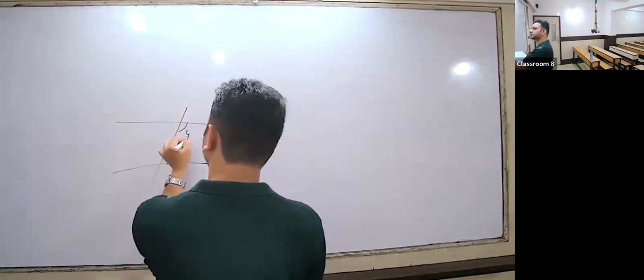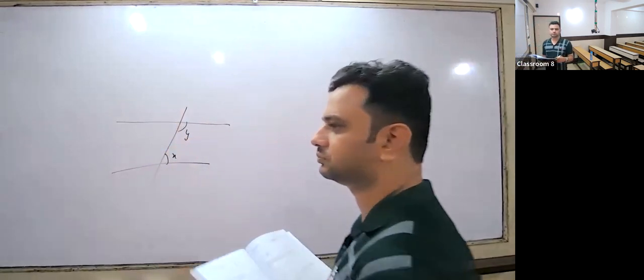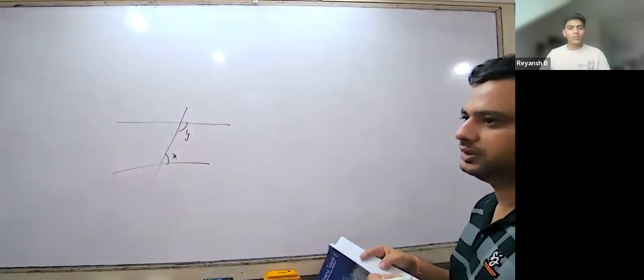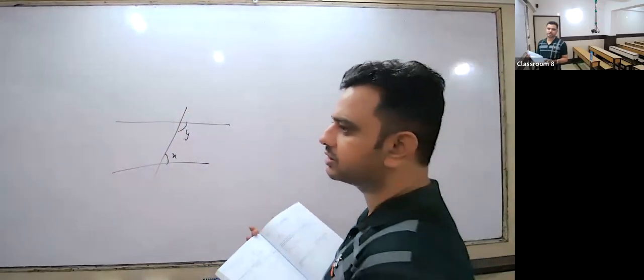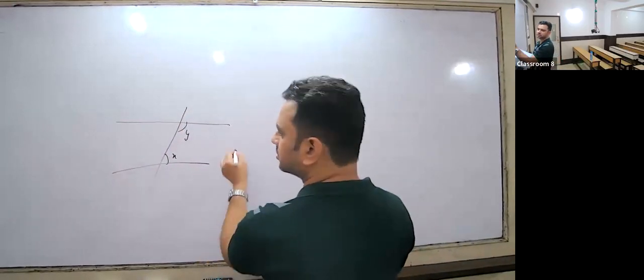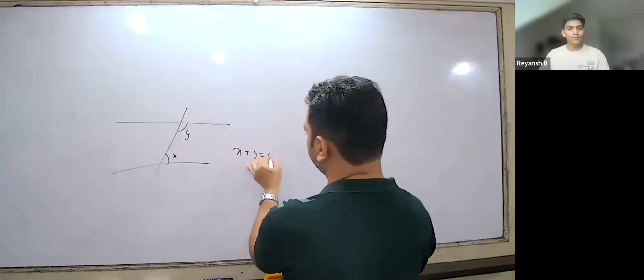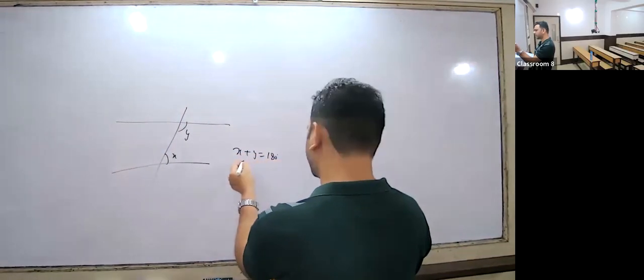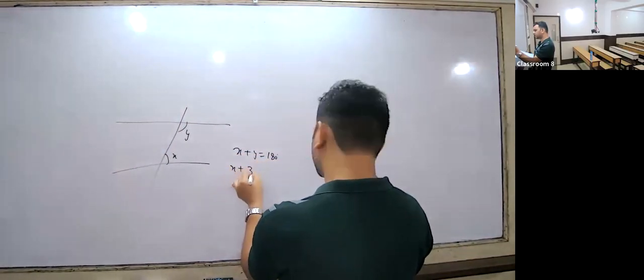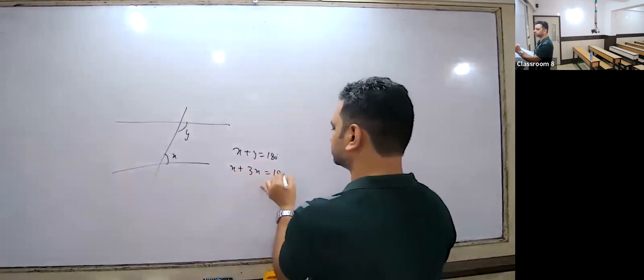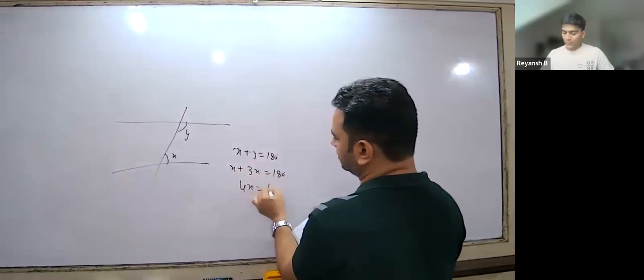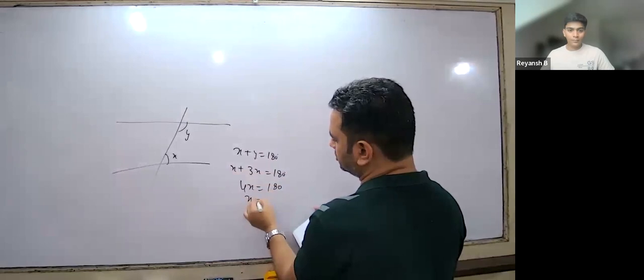What do we call these angles? Interior angles. Okay, so their sum is 180. That's why it goes to 180. But y is given as 3x. So it will be 180 by 2, X equals 45.